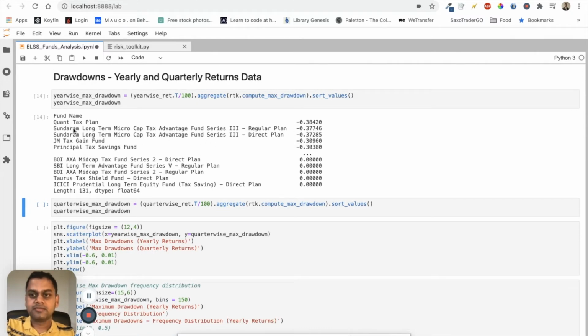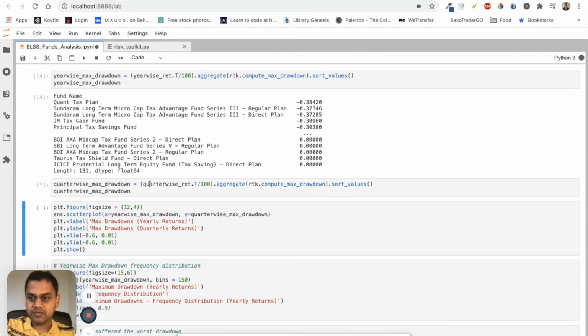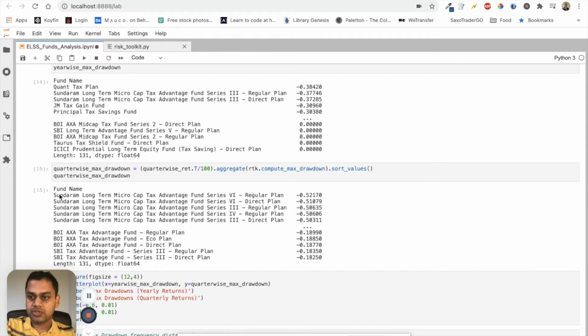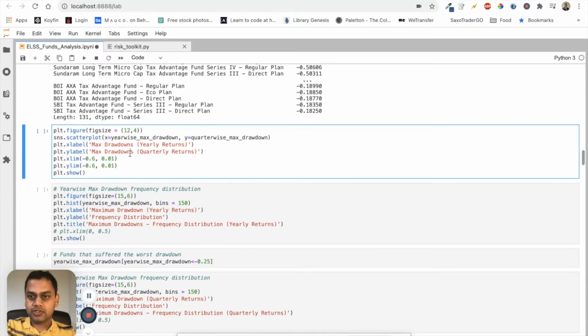So what this tells you is if you'd held this fund, then the maximum drawdown, the maximum reduction in value your portfolio would have seen is about 38% from the very top to the very bottom. This is again a volatility or risk measure. So let's take a look at this from quarterly data as well, so you can see most of the funds are Sundaram long-term funds. These funds keep coming up over and over several times. They don't seem to have delivered as good historical returns. But the Quantax Plan fund, like I said to you already, is an interesting fund which we'll be talking about in a little bit. Let's do a plot.